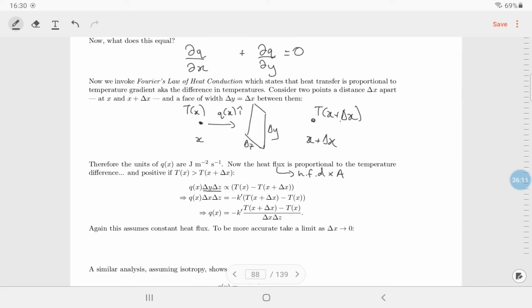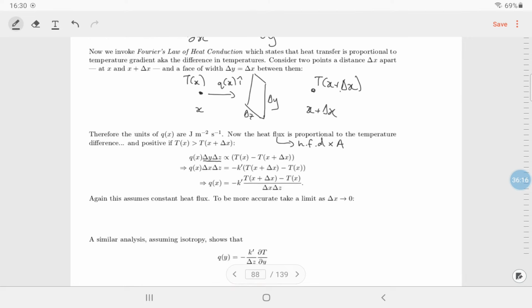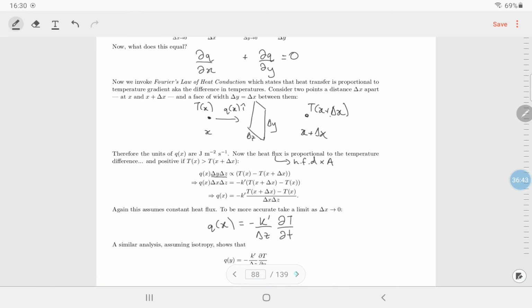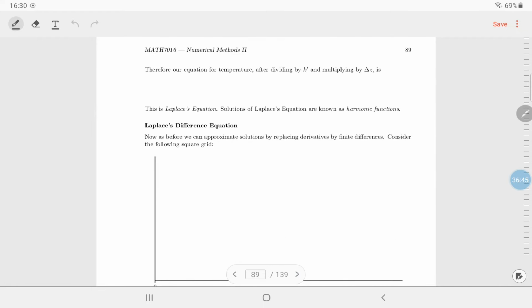And then what you can do here is, what's going on here? A bit of delta Z and nonsense going on, and you end up with this thing. This assumes constant heat flux; to be more accurate, you make the two points closer together. And so you end up with Q of X is equal to minus K dashed over delta Z, and what's left there is the derivative of temperature. Okay, similar analysis gives you the thing below. We're very, very close now.